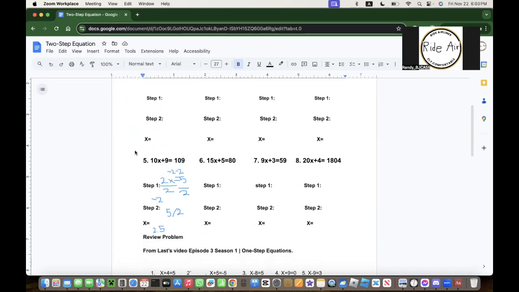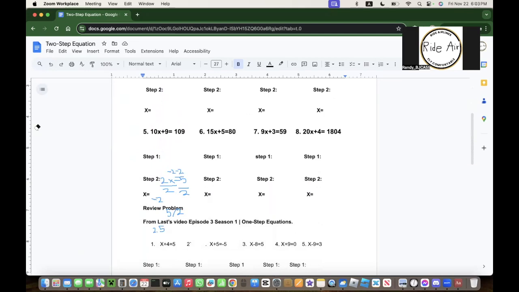Now we're going to move on to our next question. I'm going to clear. Just so you know, we're going to do 8 since it's pretty weird that we have that. It's okay. I'm going to work with that with you. Everything else we should be okay. So we are going to minus 4, which gives us 20x equal to 1800.